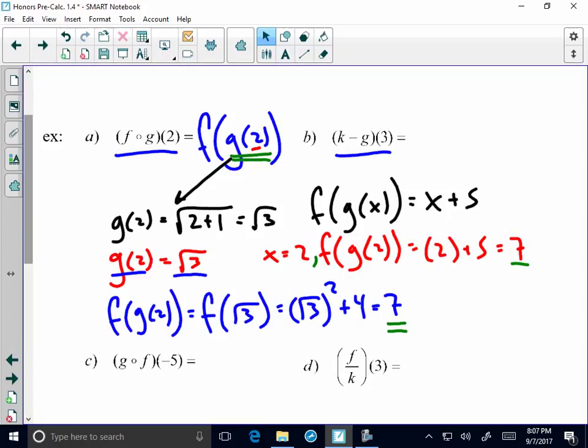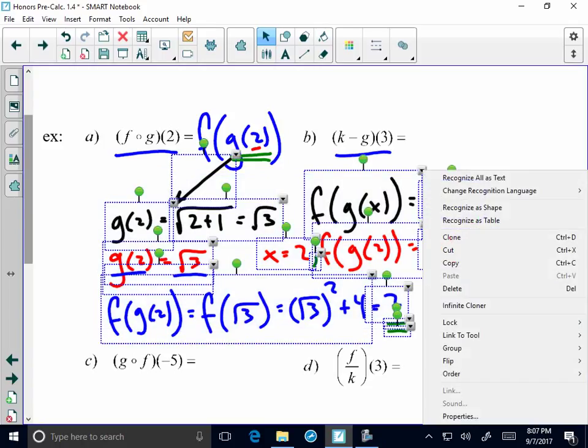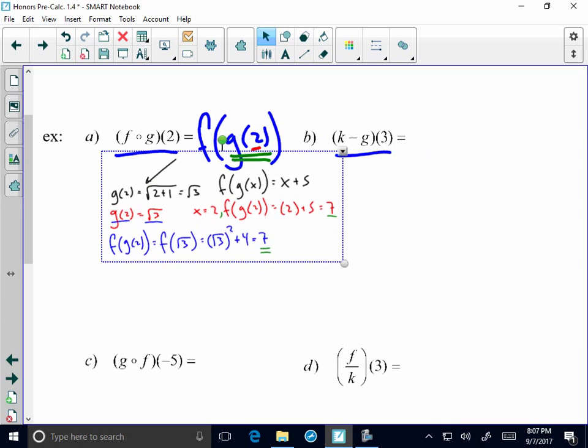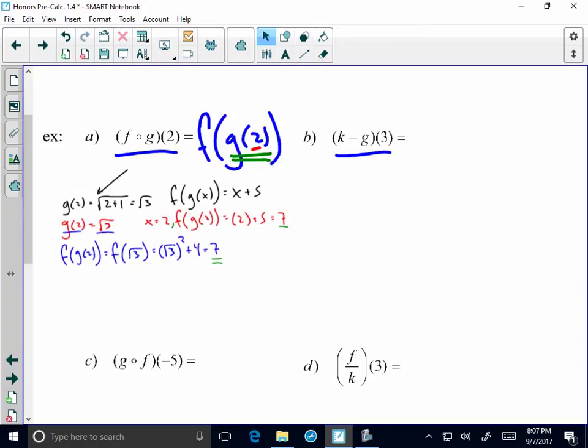I'm going to do that right here. This is going to be a little bit weird. It might get really small. We'll see how it goes. So I'm going to group this together, and then I'm going to shrink all that down. Oh, that's not so bad. That looks all right. And now we'll take a look at k minus g of 3.